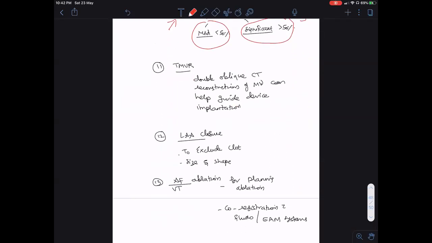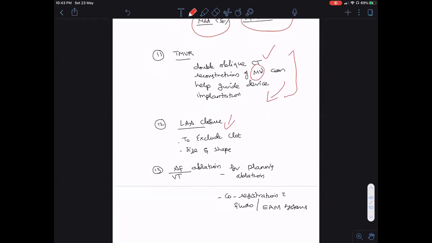Like I said, transmitral valve replacement. Although the mitral is a very fast-moving structure, it is difficult to see the mitral valve clearly in a CT. Newer methods, the MinIP projection, as I mentioned, and the double oblique CT, can very well reconstruct the mitral valve, and this can help in guiding further prosthetic mitral valves.